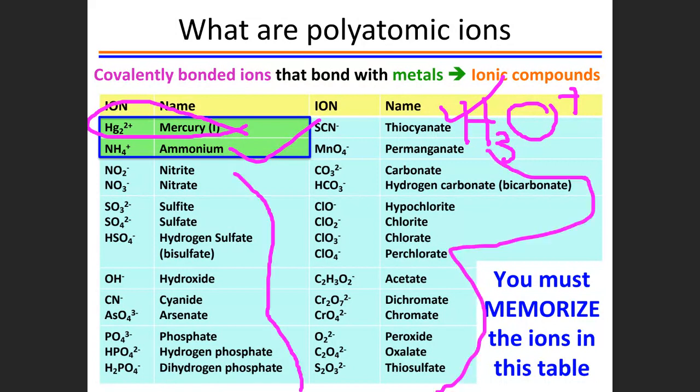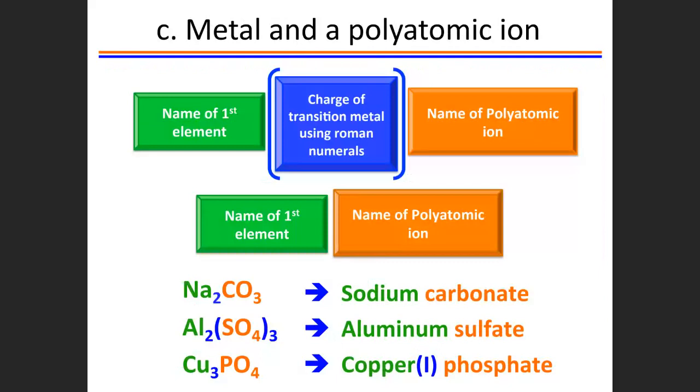Okay, and you need to memorize a little bit here. And if you look at non-metals, mostly the non-metals form covalent bonds by sharing electrons. So metal and polyatomic ion names we also learned and we know now.